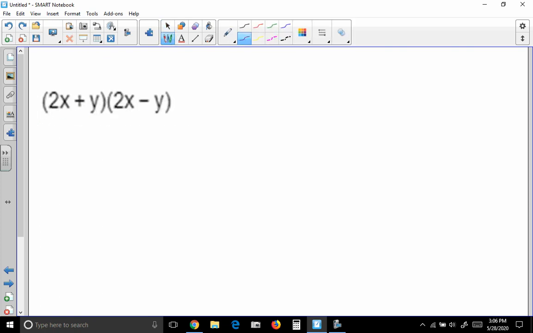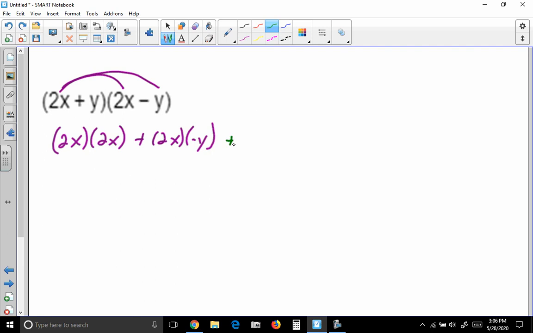Here, this is not a square because these are not the same. They have opposite signs in the middle, but still we distribute. We do 2x times 2x and 2x times minus y. This times each of those. Then we do y times 2x and y times minus y. That one and that one. So we distributed the y.